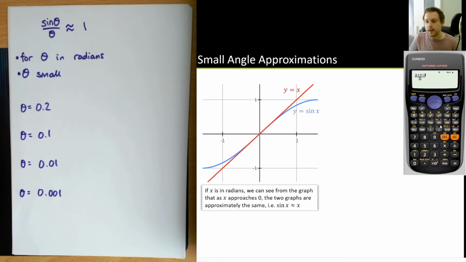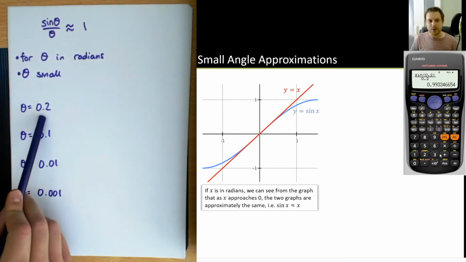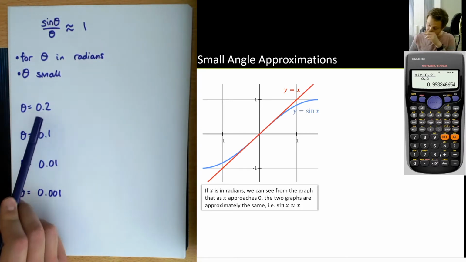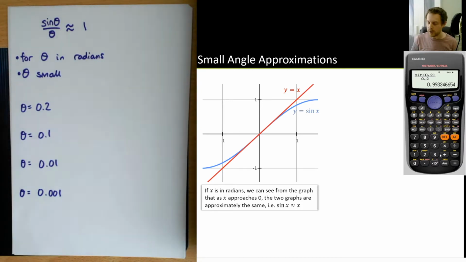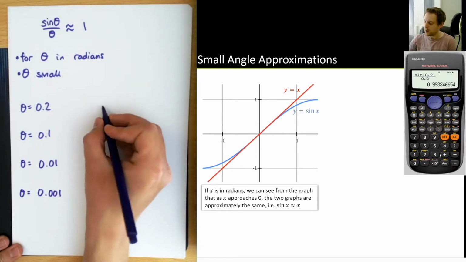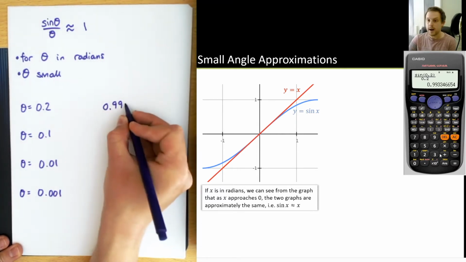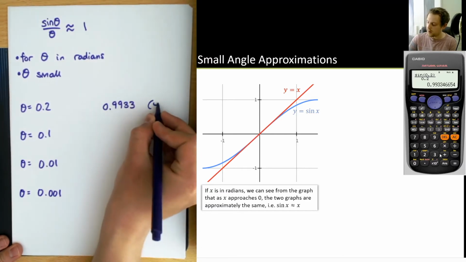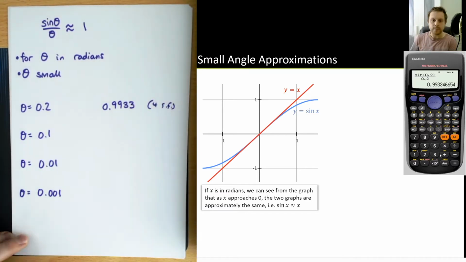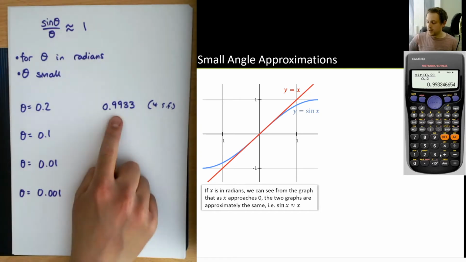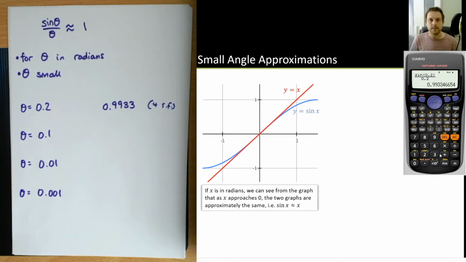So sine of 0.2 over 0.2. We chose a smaller angle, much smaller than 1.57. 0.2 radians, a lot smaller, and we were a lot closer to 1. So we got 0.9933. I'm just going to make all of them 4 sig fig. Okay, so you could have someone say, oh, brilliant, that's close enough. But then you could have someone who says, well, no, I think we need to get even closer.